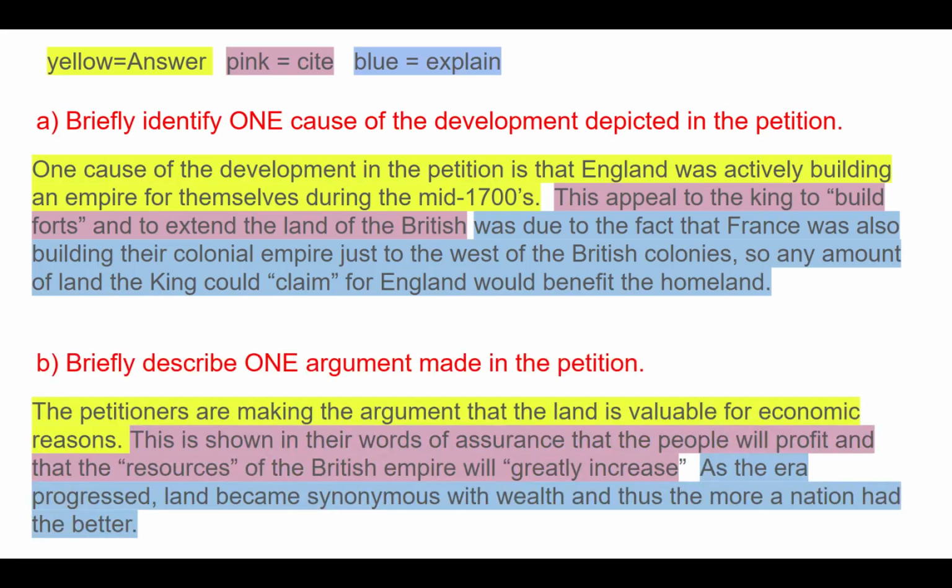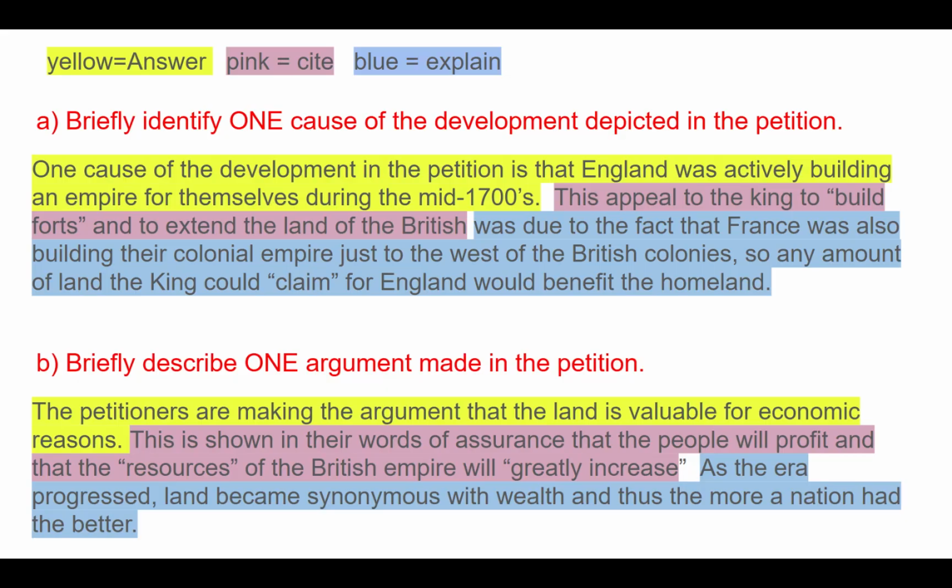Here's letter B. Briefly describe one argument made in the petition. So again, you're looking for what's being said, and usually these documents will have 2 or 3 arguments, and you can pick any one of them. But don't just copy it word for word. You need to get the gist of it. You need to be specific, but no copying unless it's a couple of 3 words with quotes around it.